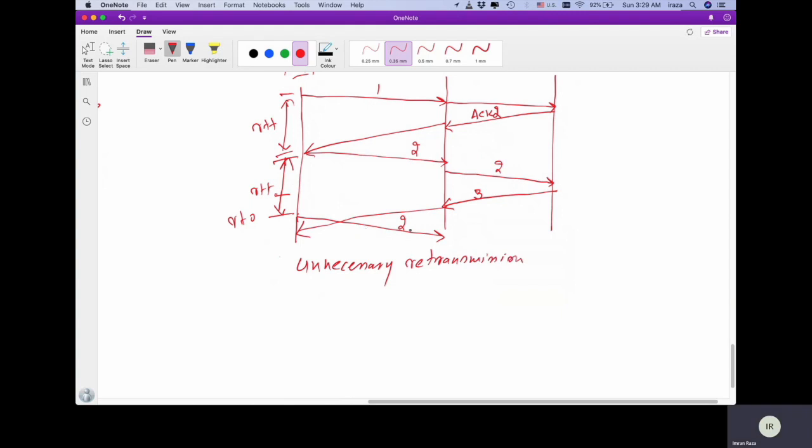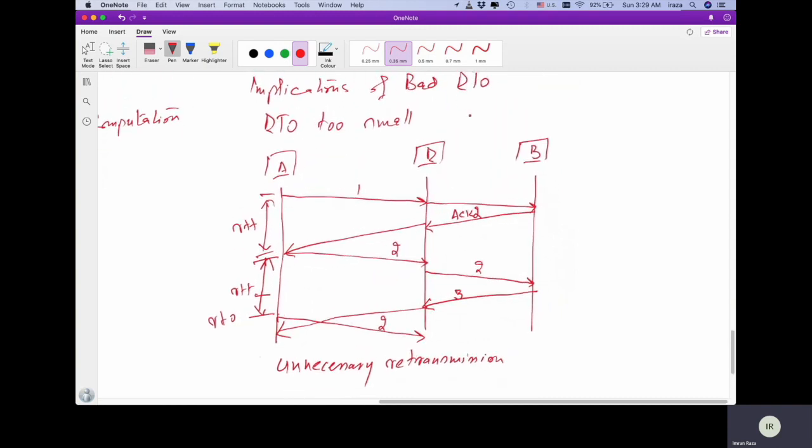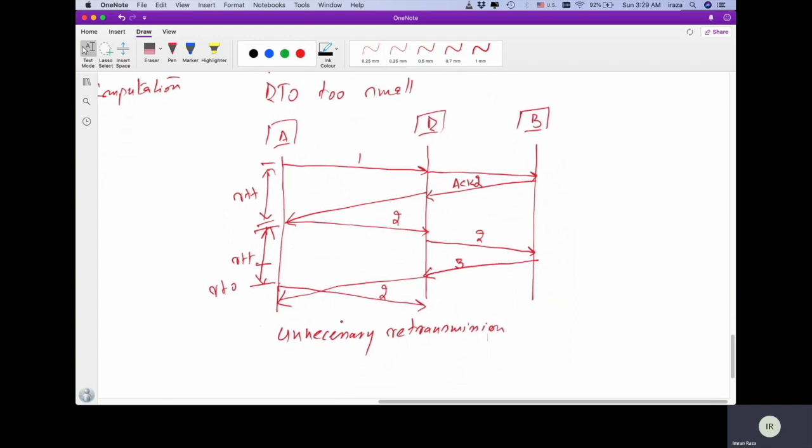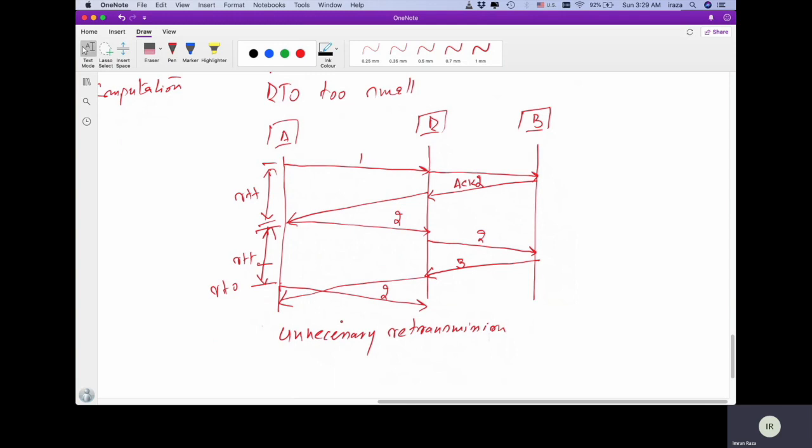So there is no need to retransmit this segment, right? But this retransmission is taking place because this RTO is too small. So the implication of a bad RTO, the first case, is that RTO is too small. We will be unnecessarily retransmitting the correctly transmitted segments. Okay, let's talk about the other case.